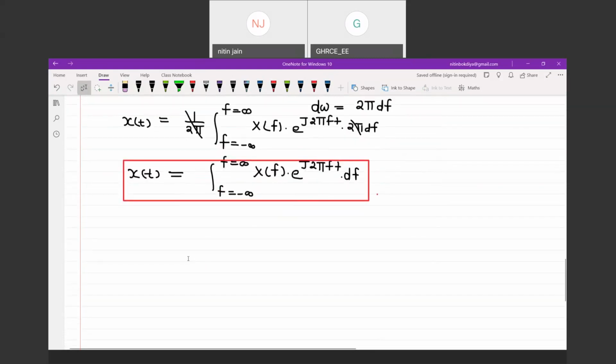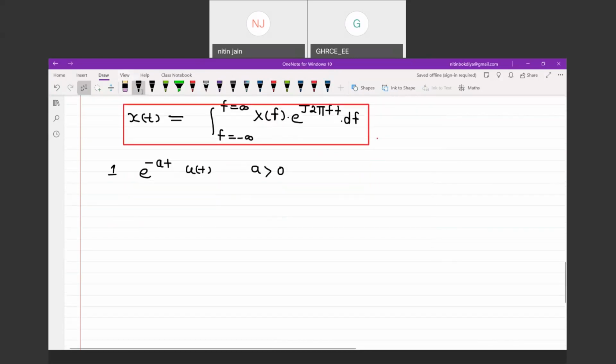Now let's start with some basic Fourier transforms and their spectrum. The first function I am taking is e to the power minus a t into u of t, for a greater than 0. You cannot find the Fourier transform if a is less than 0. And why is this so?